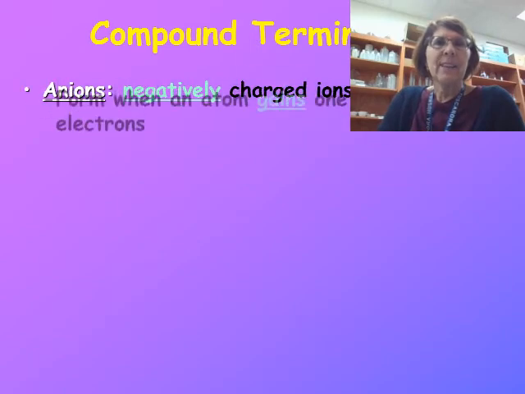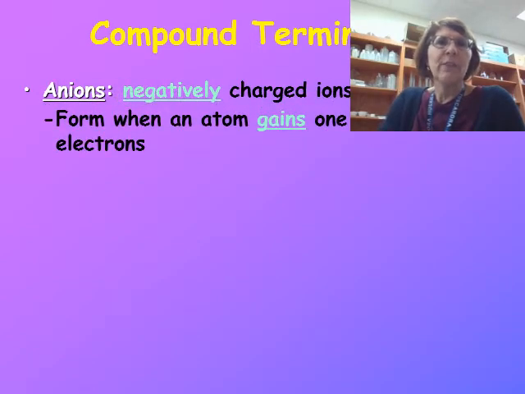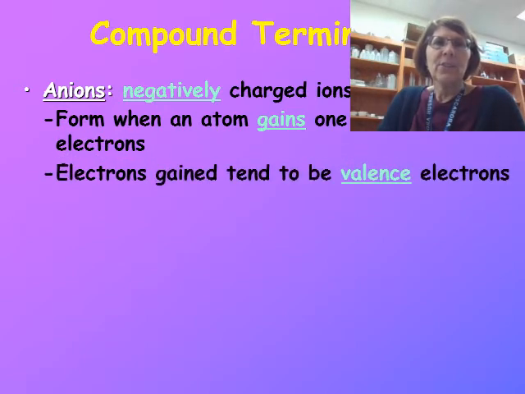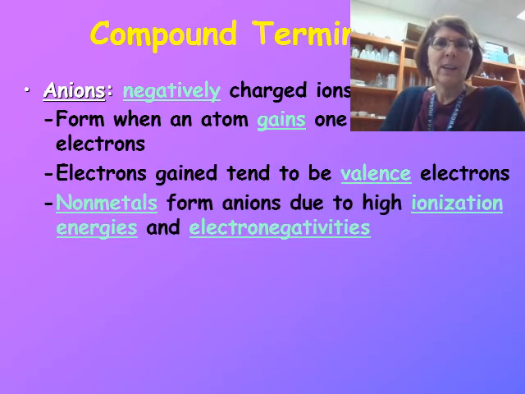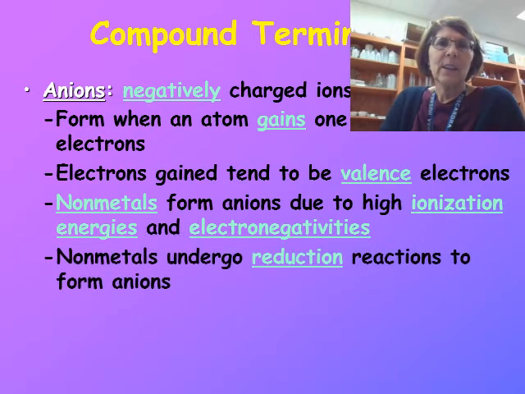Anions are negatively charged ions. They form when an atom gains 1 or more electrons. Electrons gained tend to be valence electrons. The valence electrons are those outside electrons involved in bonding. We'll talk more about that later. So nonmetals form anions, which are negative, due to high ionization energy and electronegativity.